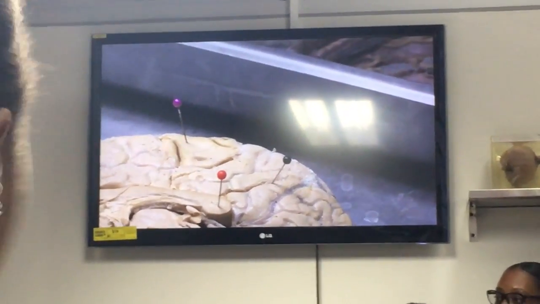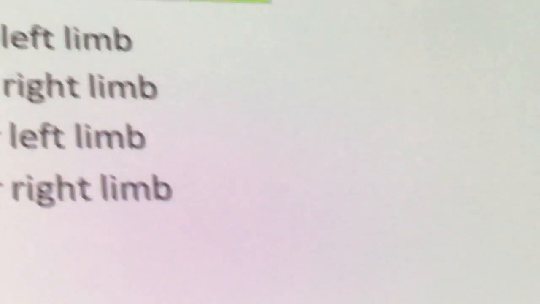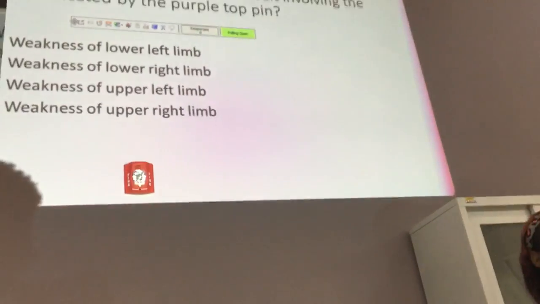You have to move it. Move the projector.